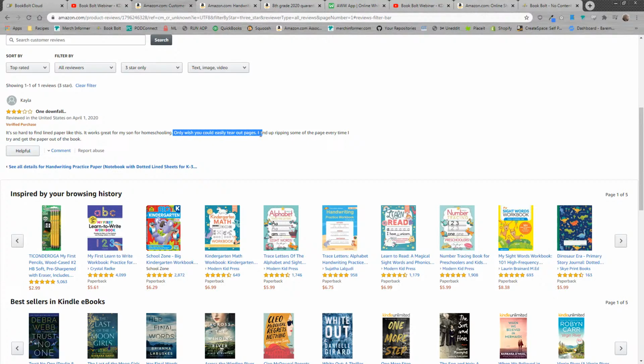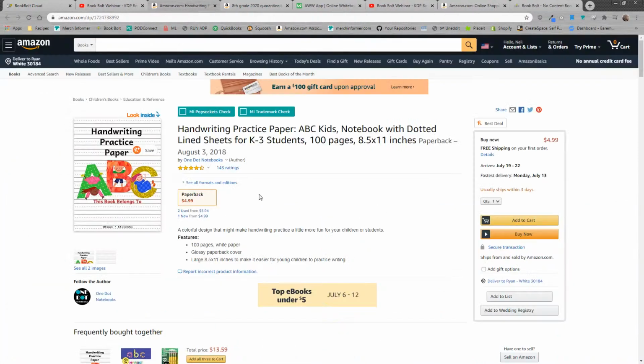Okay, Jessica in the comments was saying tear, not tear. My bad. End up ripping some of the pages every time I try and get the paper out of the book. To my knowledge, I don't think you can do serrated pages on KDP. So that's unfortunately something I don't think we can do, but that's really good feedback. If someone said something along the lines of, hey, I really wish that the lines were X, you can take that and implement it into your own book. All right, let's look at one more book, and then let's take some keywords and actually start finding something that is a low content book that is low competition.